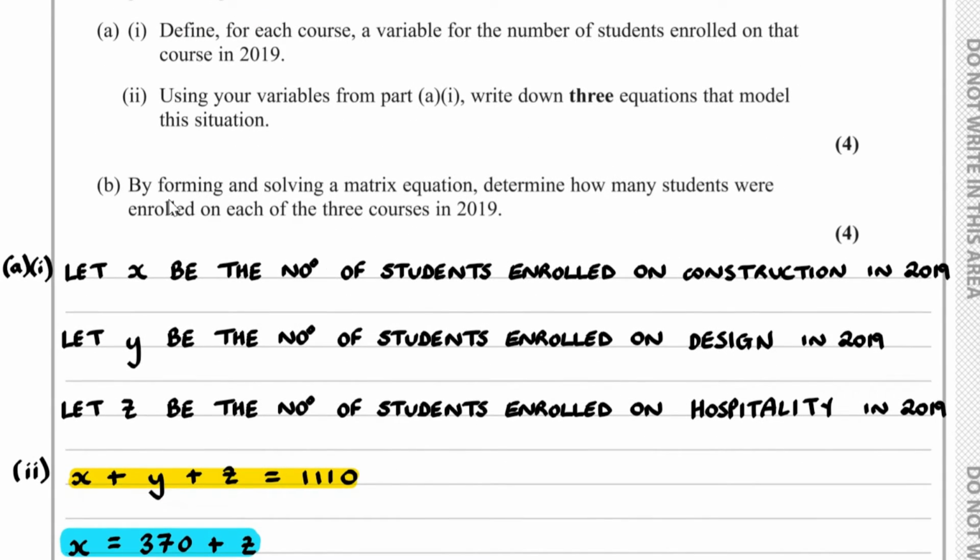And then for part B, by forming and solving a matrix equation, we have to determine how many students were enrolled on each of the 3 courses in 2019. So in other words, we need to find x, we need to find y, and we need to find z.